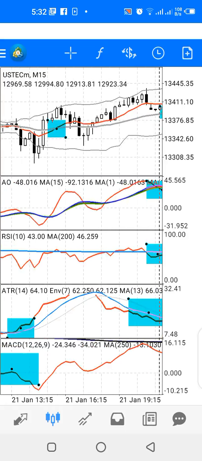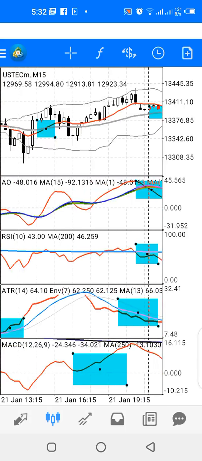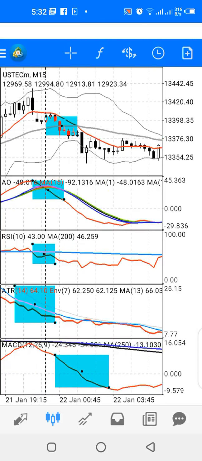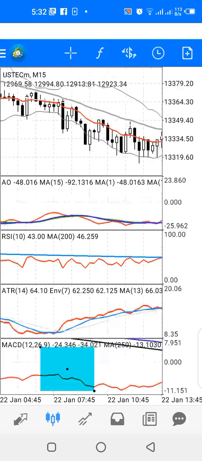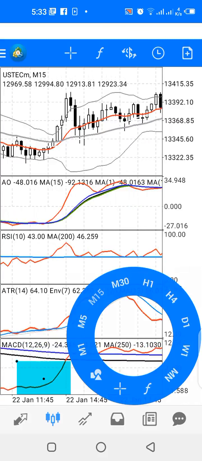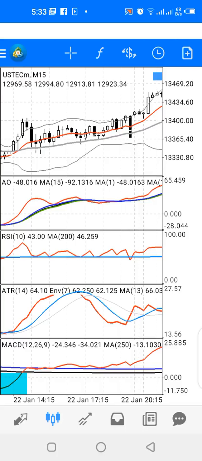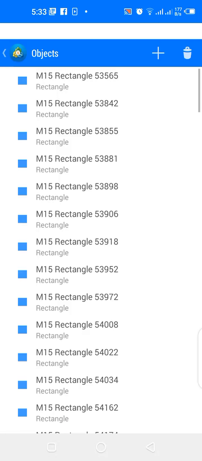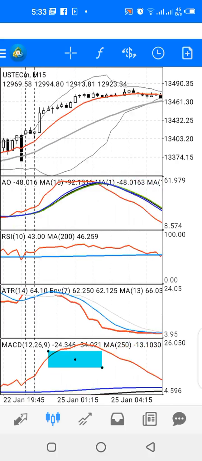Okay, still advising to sell as long as the red line stays below the blue and the black lines. Still advising, look for sell opportunities, until we have a cross up around here, when it starts to advise us to look for buy opportunities. Okay, look for buy opportunities.